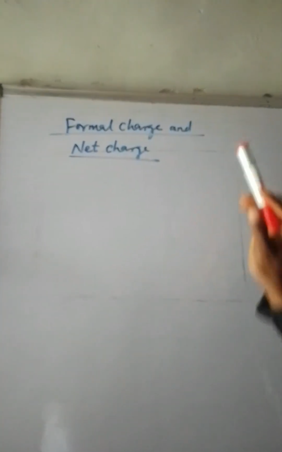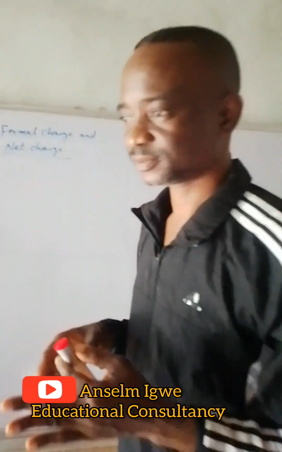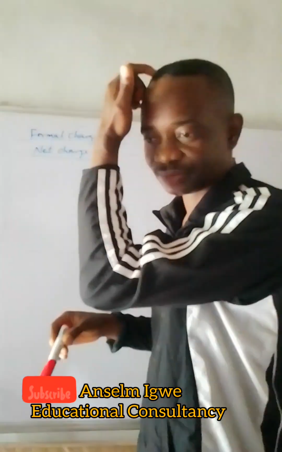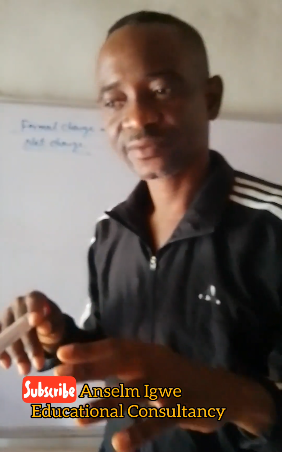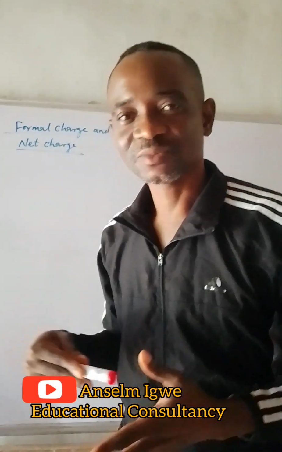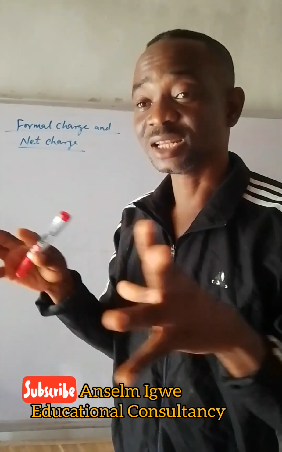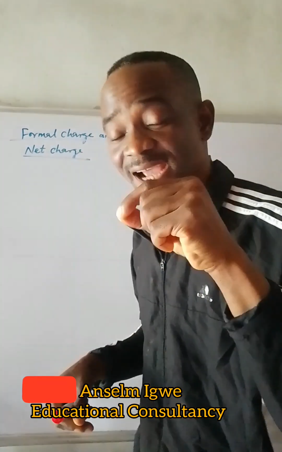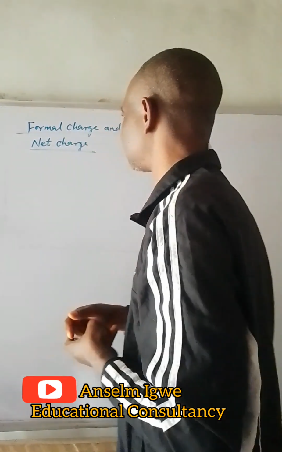Formal charge is a charge assigned to an atom in a molecule after considering the fact that all the valence electrons in the molecule are equally shared. That is, when you assume that all the electrons are equally shared between the atoms in the molecule, the charge assigned to that particular atom is called the formal charge.